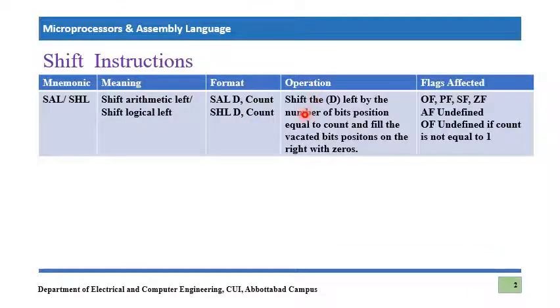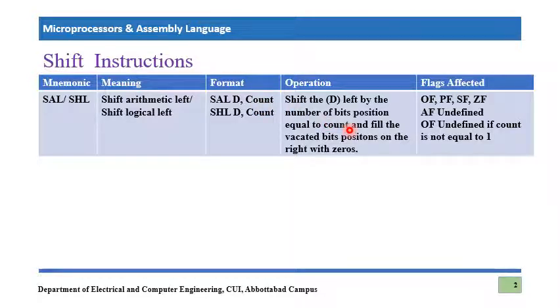What is written here? Shift the D, which is the destination, left. We have to shift the D destination operand towards the left by a number of bits. So how many bits do you have to shift? It is the number of bits given in the count. For example, if the count is 2, you have to shift 2 bits left. If the count is 3, you have to shift 3 bits to the left.